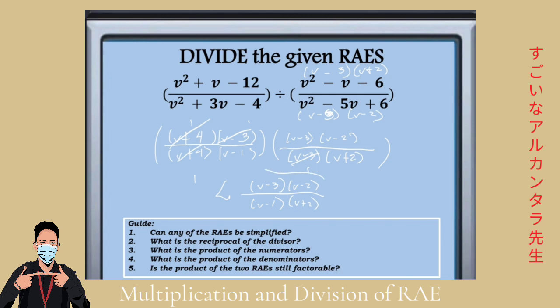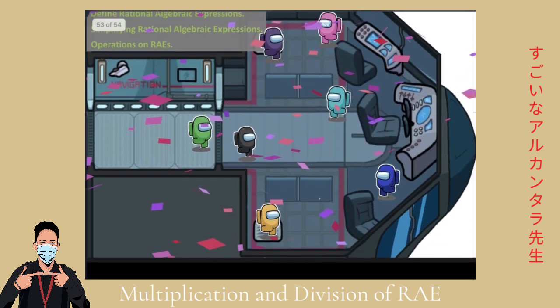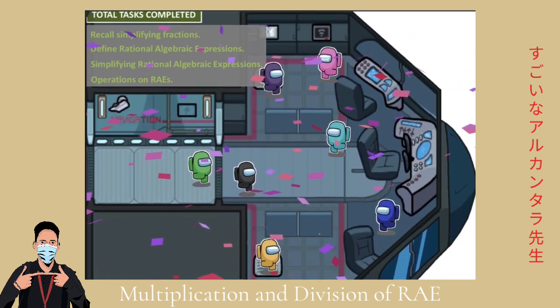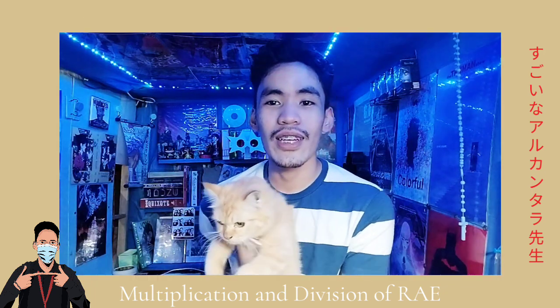I'm so sorry. So here, again, do not multiply it. Just let it be what it is already. Because if you keep multiplying it, you're going to go back to factoring. So this should be your final answer. Okay? And that basically ends our discussion of multiplying and dividing RAEs. And that ends our video lesson for today.